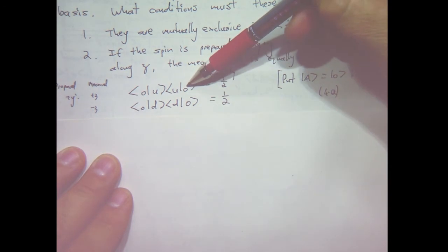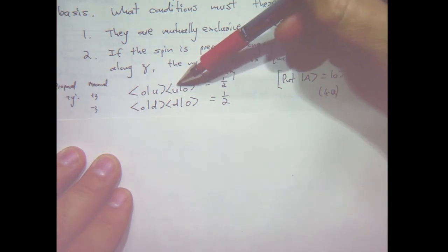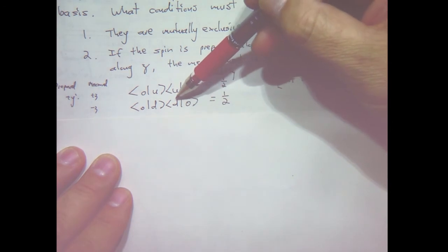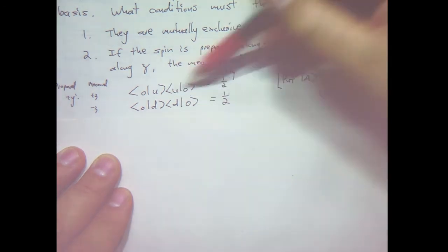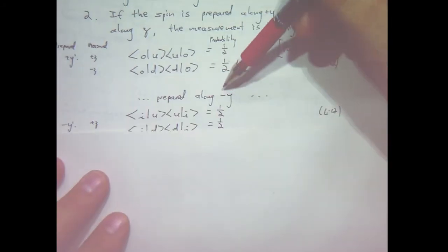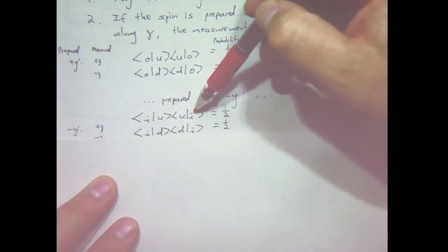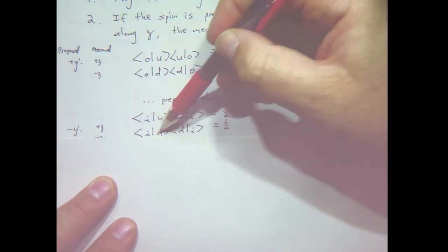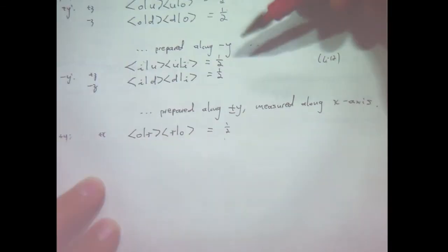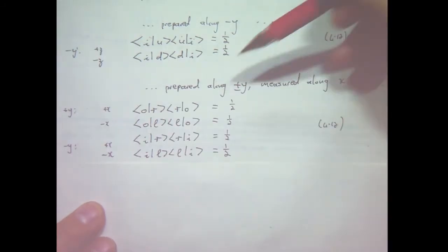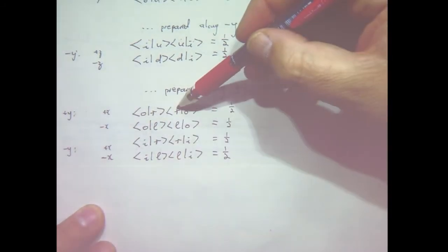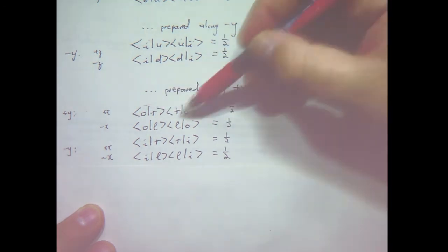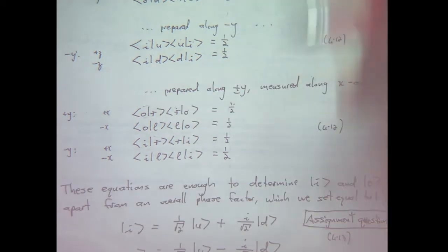If it's prepared in out, and measured along up, then the probability of that is a half. If it's prepared in up and measured down, then the probability is a half, so you have those two equations. If it's prepared along minus I, that's prepared in I, measured along up, and the probability of that is a half, similarly for all the others. Could be measured along the x-axis, prepared in up, measured along right, probability is a half. So all these are a half, they have all these equations.